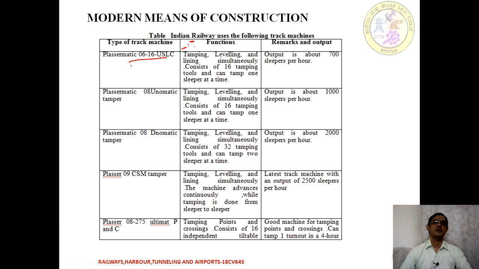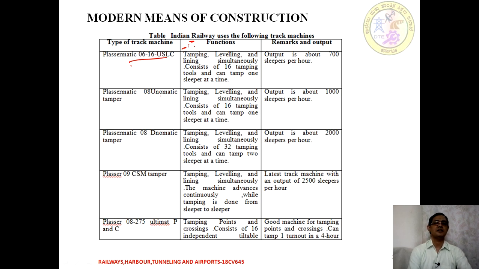Its function is going to be tamping, leveling and lining. Apart from that one, it is going to be consisting of 16 tamping tools, so that it can tamp one sleeper at a time. So its output is going to be around 700 sleepers per hour. So that is its capacity or the output.